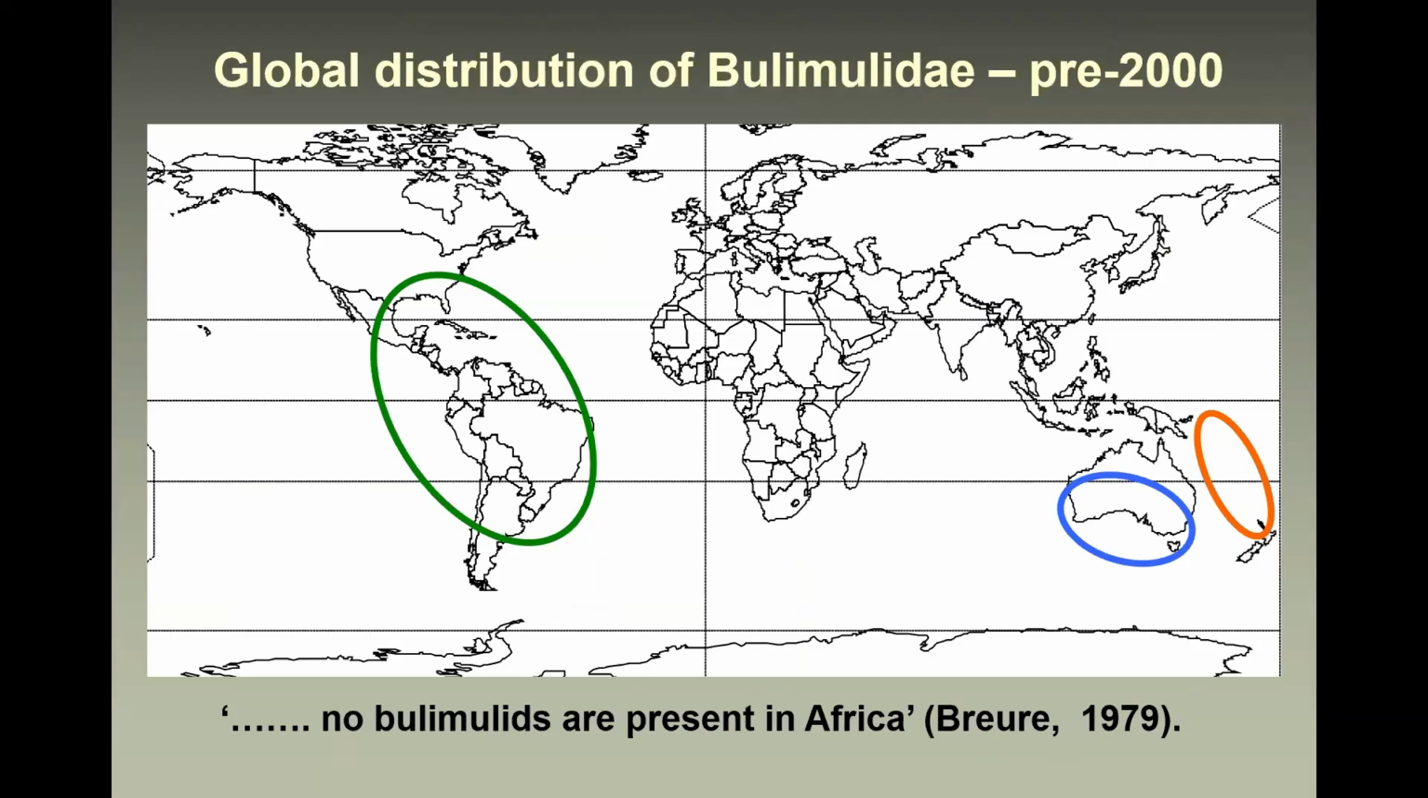So the distribution of Bulimulids pre-2000: the statement, no Bulimulids are present in Africa, Breure, 1979. Well, I think he's wrong. He won't be upset to hear me say that. He fully agrees with our findings, and he's very happy, as we all are, to find this. Now we've got a classic Gondwana type distribution for this family, with the New World, and then Southern Africa and Australasia here as well.